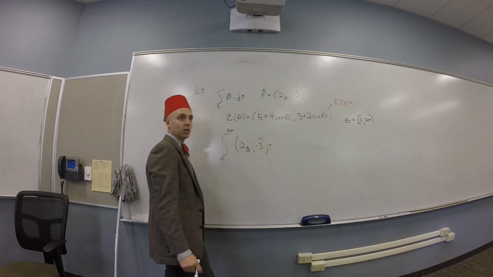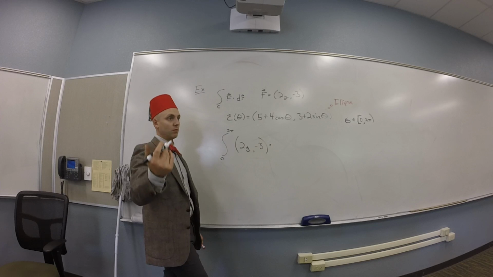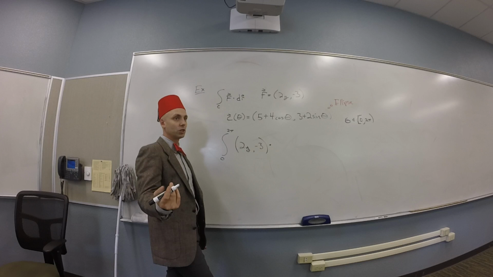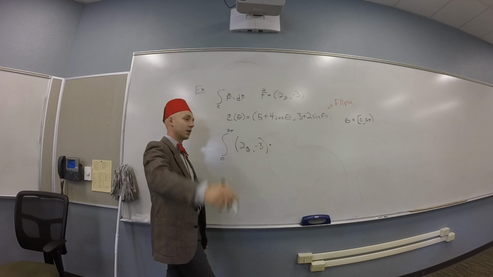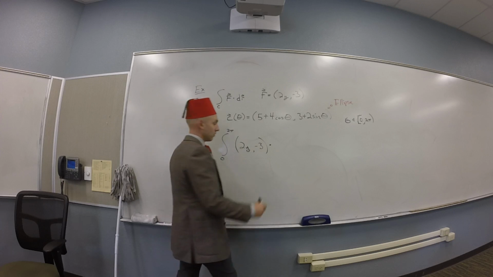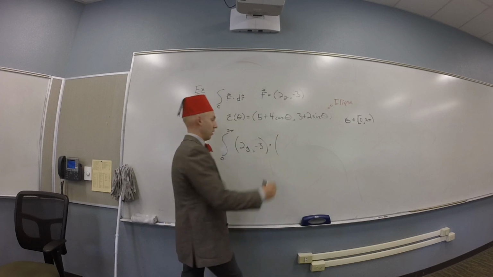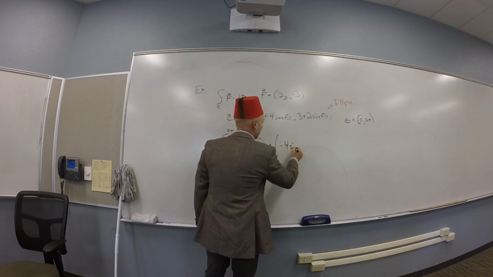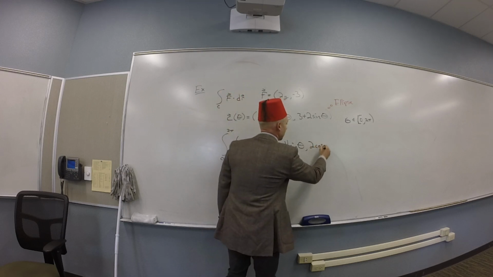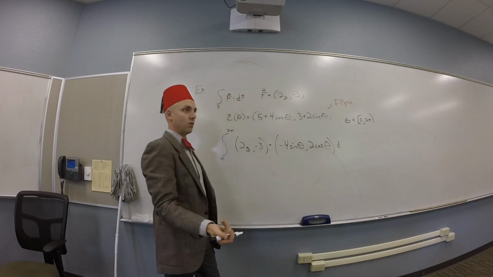And then we need to dot with the parameterization of my curve. I need the derivative of c theta, right? Okay, so what do you get? Negative 4 sine theta, comma 2 cosine theta, d theta.